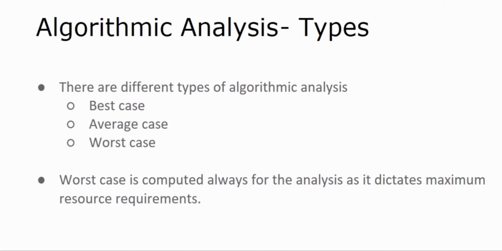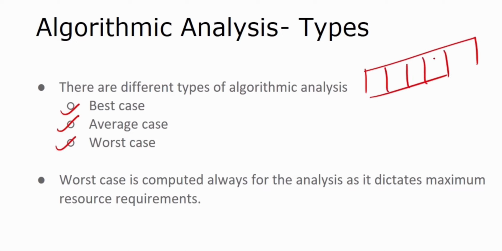Now there are certain parameters, depending on which you can define the best, worst and average case of a given problem. So there are different types of algorithmic analysis: best case, average case and worst case. The best case is when you are searching for an element in an array of, let's suppose, 100 size, or 1000 size.